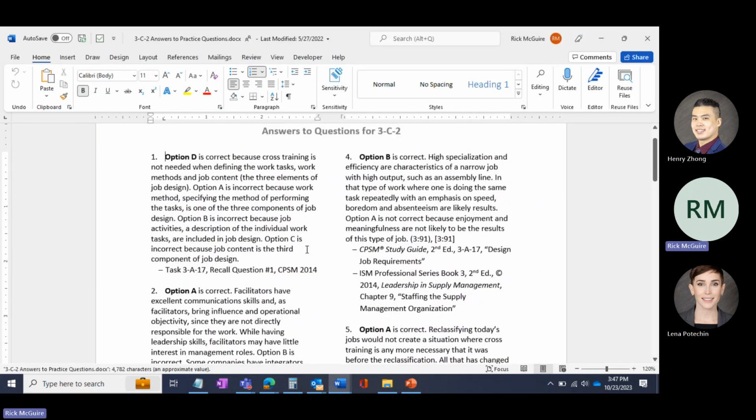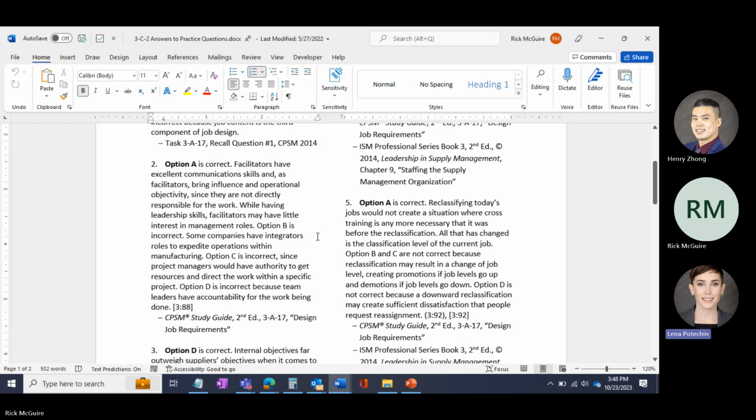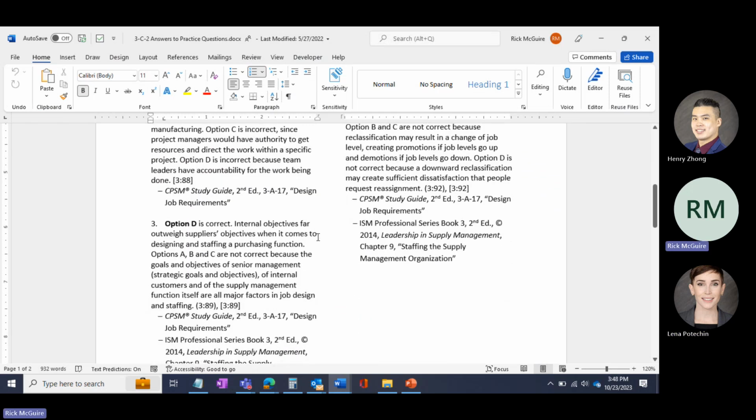All right, so 1 is still D. But 2 is A. Facilitators have excellent communication skills. Oh, I still got that wrong. Okay. All right. 3 is delta. Internal objectives far outweigh suppliers' objectives when it comes to designing and staffing a purchasing function.